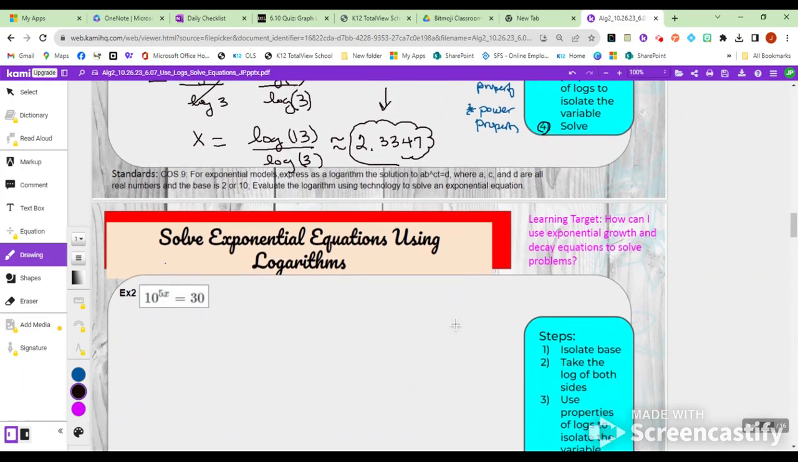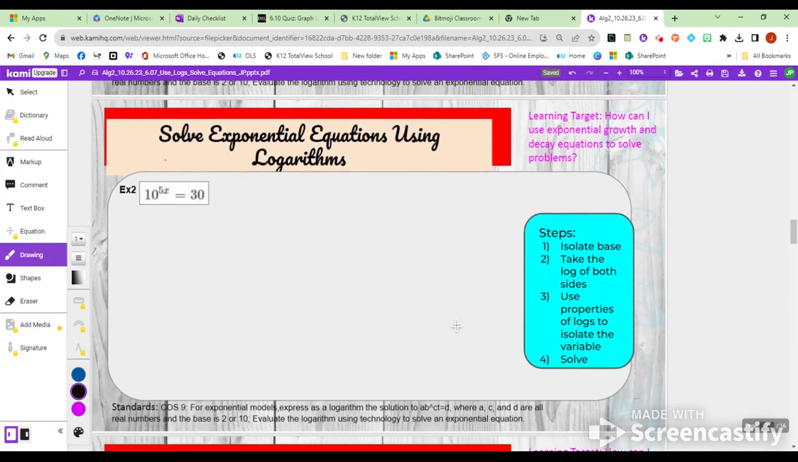Okay, example 2. Another exponential equation. We've got 10 to the 5x. That is our base. So we're going to isolate our base. It's already isolated, so we don't have to do that part. We're going to take the log of both sides. Since this is base 10, we're going to use log for every single base unless the base is e. And I do have an example where the base is e. So we're going to take a log of both sides. So we have log of 10 to the 5x is equal to log of 30.